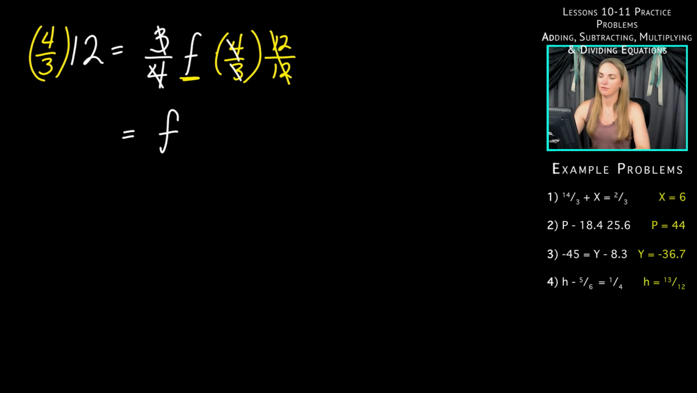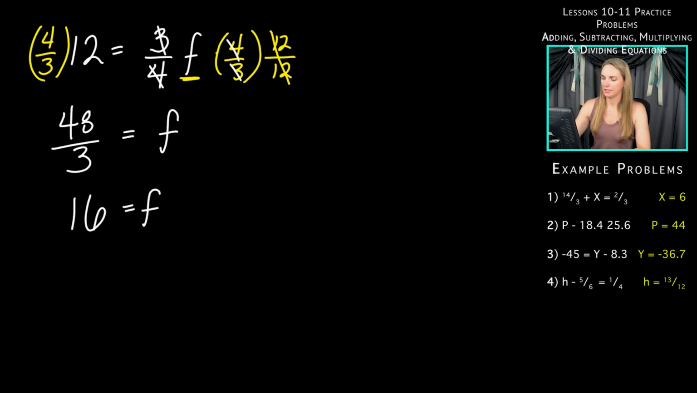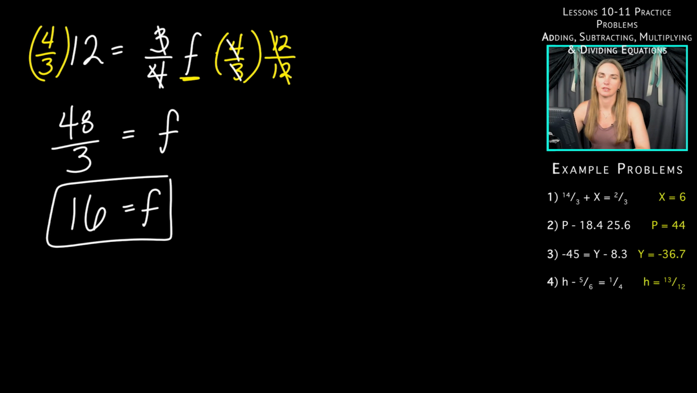So we were left with f, and then this side we're going to go ahead and solve. 12 times 4 is 48 divided by 3. And 3 will go into 48 16 times. So your answer is 16. Okay, so that one's pretty simple once you realize what you're supposed to do.